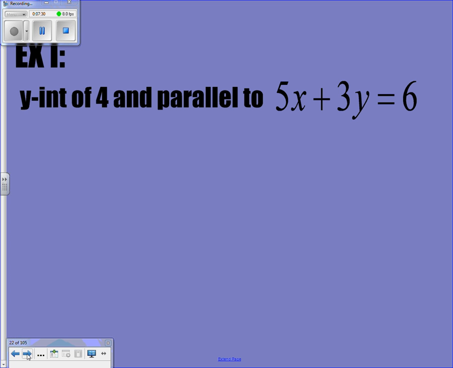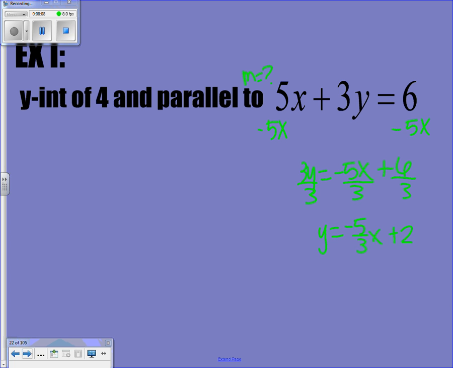Example I asks us to kind of figure that out. This time it tells us we'll have a y-intercept of 4, and it's going to be parallel to 5x plus 3y equals 6. So the first thing I need to know is what is the slope of that line? It would be nice if it was in slope-intercept form, so we're going to do that. So again, we'll subtract 5x from each side. So we'll have 3y equals -5x plus 6. And then I'll divide each of the 3 parts by 3, so I can get y all by itself. So y equals -5/3 x plus 2.